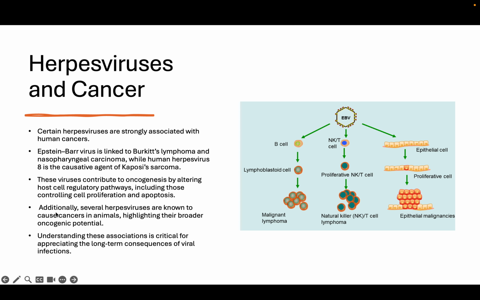Because the Epstein-Barr viruses can also bind to epithelial cells, they can cause the same thing in an epithelial context, for example in nasopharyngeal carcinoma. You have another one: human herpes virus 8 can cause Kaposi sarcoma, a different type of cancer. Again, they do this by messing up the cell proliferation and apoptosis signaling within a cell. Other than humans, these herpes viruses can do it in many different types of animals, showing how broad their oncogenic potential is.